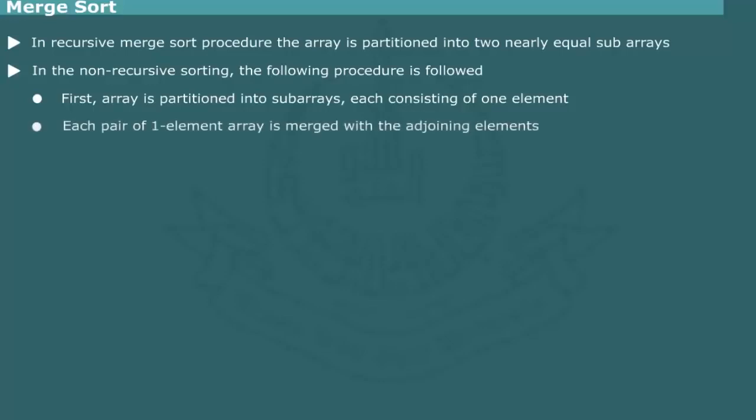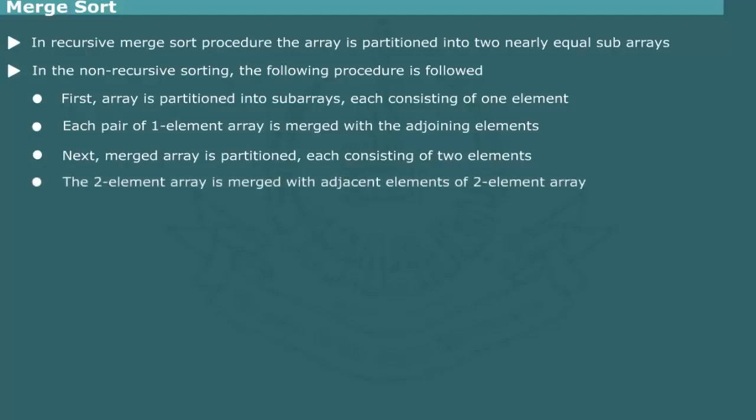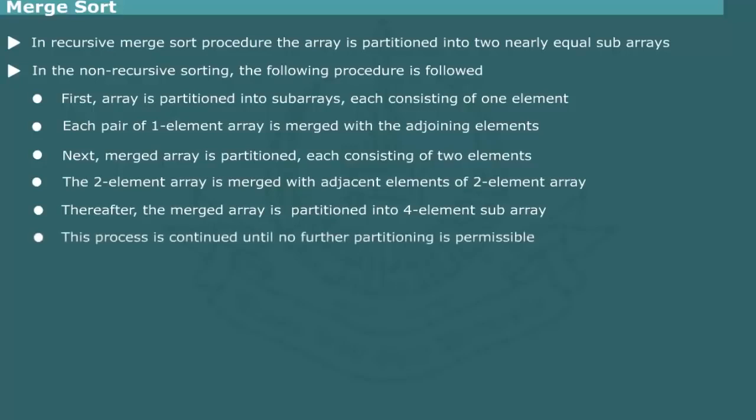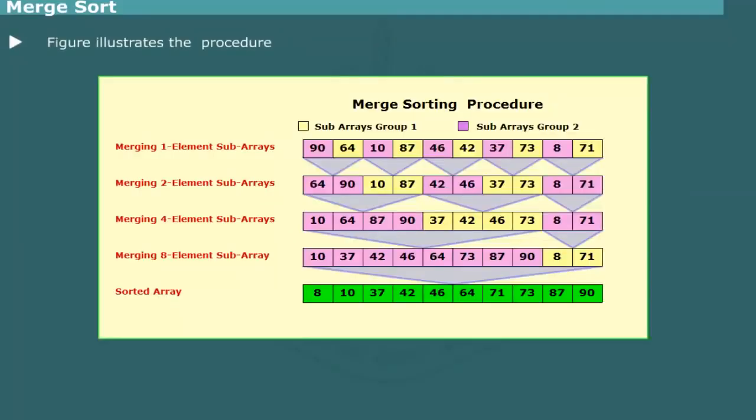Each pair of one-element arrays is merged with the adjacent pair. Next, the merged array is partitioned into subarrays, each consisting of two elements. Then, each two-element array is merged with the adjacent two-element array. Thereafter, the array is partitioned into four-element subarrays which are merged. This process is continued until no further partitioning is permissible. The figure illustrates the merge-sort procedure.